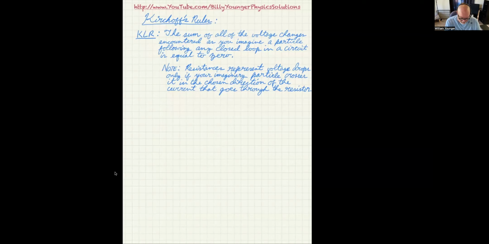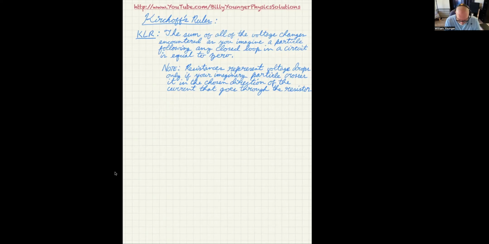So I've written down a title called Kirchhoff's Rules because I'm going to introduce the two rules. The first one is the KLR, the Kirchhoff loop rule. It says the sum of all the voltage changes encountered as you imagine a particle following any closed loop in a circuit is equal to zero.